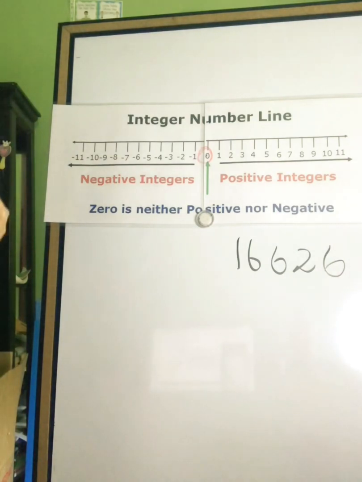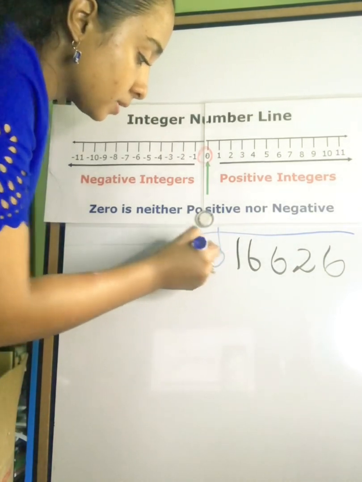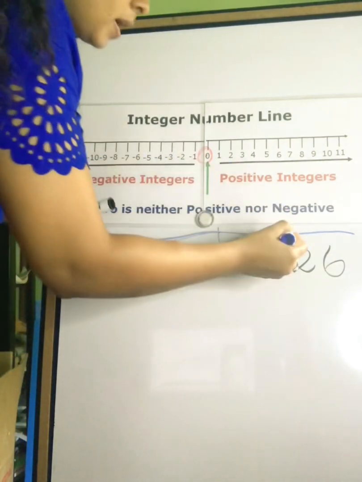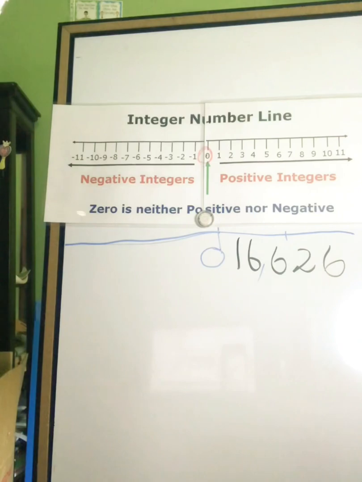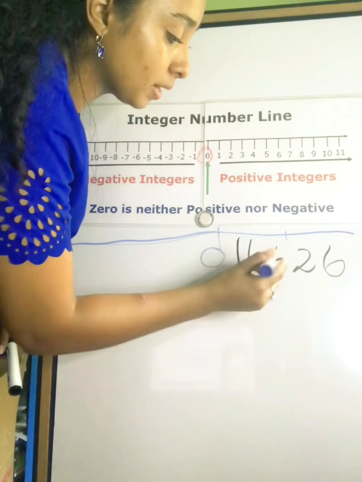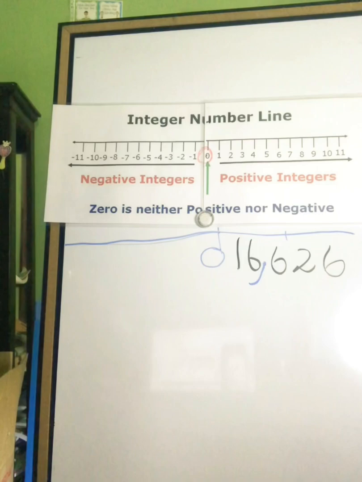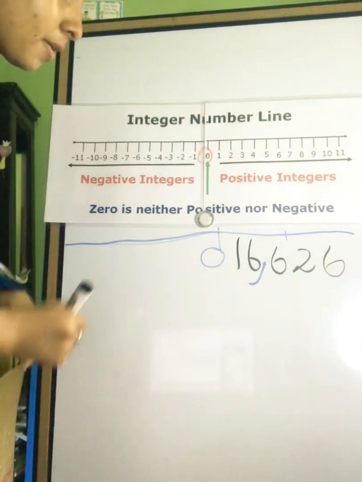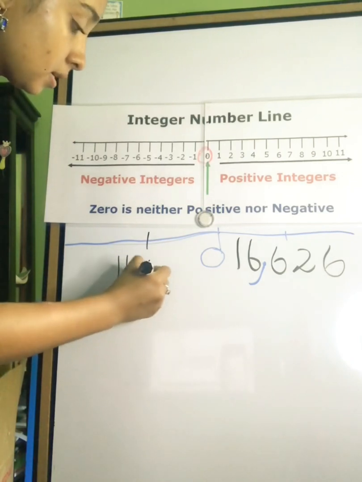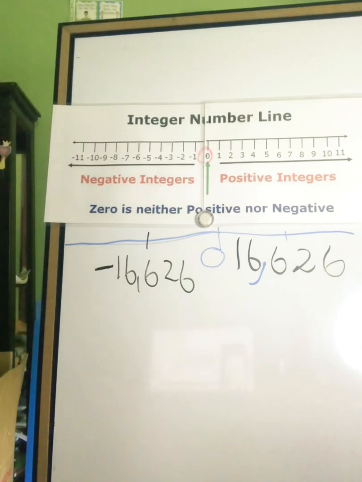I'm going to put this number on my number line. 0 goes here. Reading this number, remember after every 3 digits, we put our comma. 1, 2, 3, I place my comma there. So if we were saying that for every positive number there is a negative number, then I know that 1, 6, 6, 2, 6 with my negative reflects a negative number.